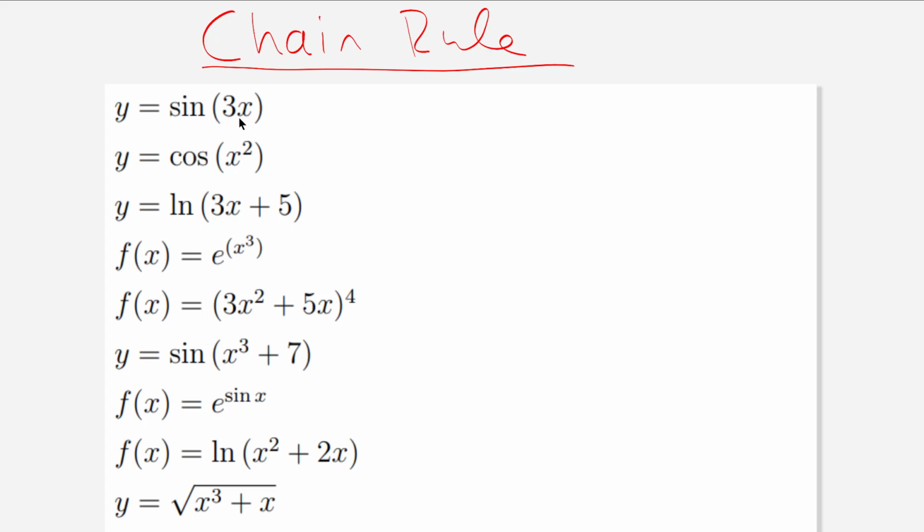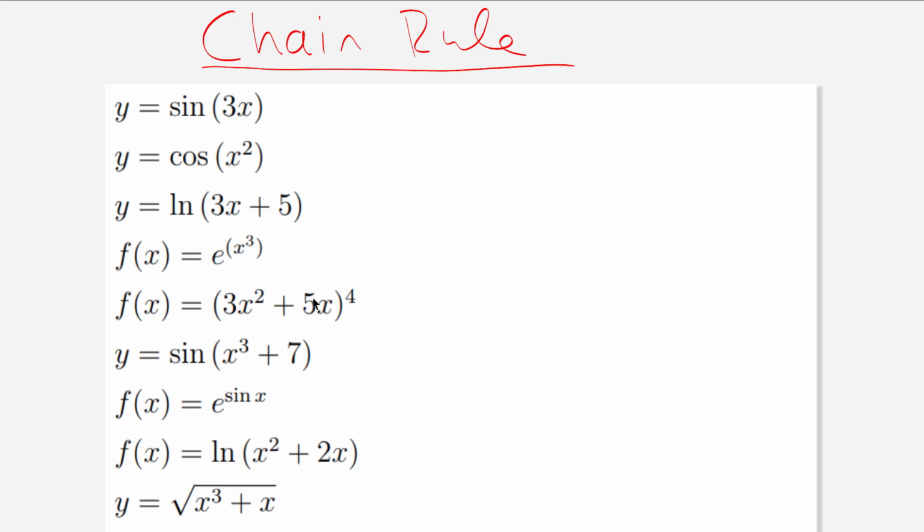For example, here we've got 3x inside the sine x function. Here we have x squared inside the cos x function. Here you have 3x plus 5 inside the ln x function. Here we have x cubed inside the e to the power of x function, and so on and so on and so on.